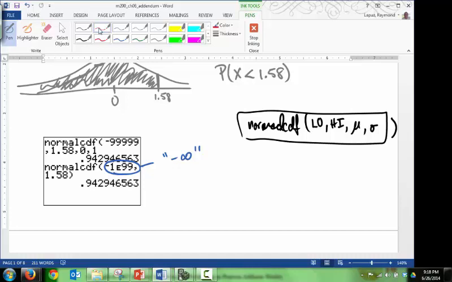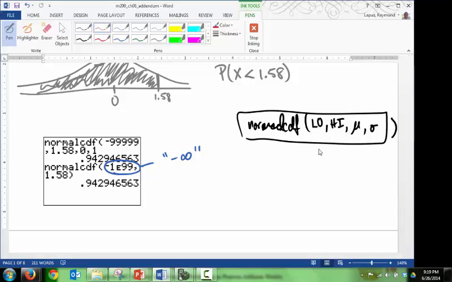Okay, so any questions about the calculator? Yes? So if it was like basically 1.58 was negative, and we're trying to find the area to the right, you would just have the infinity just be positive? Yes. So the low would be negative 1.58, and then the high would be positive infinity. Yep. And we'll see a couple examples like that too.